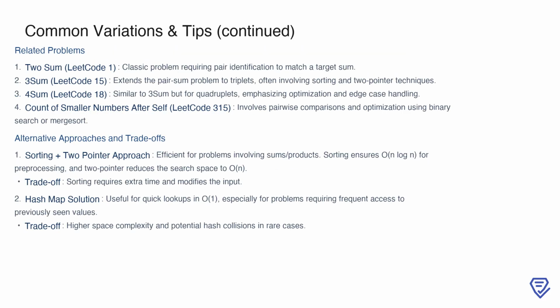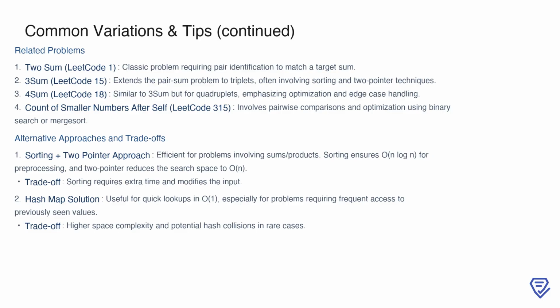Understanding related problems can help you identify transferable strategies. For example, the two-sum problem focuses on finding a pair that sums to a target value, while three-sum extends this to triplets and often involves sorting and two-pointer techniques. Similarly, four-sum generalizes this approach to quadruplets, emphasizing the need for optimization and careful edge case handling. The count of smaller numbers after self problem introduces another dimension, requiring pairwise comparisons and often leveraging advanced techniques like binary search or merge sort.